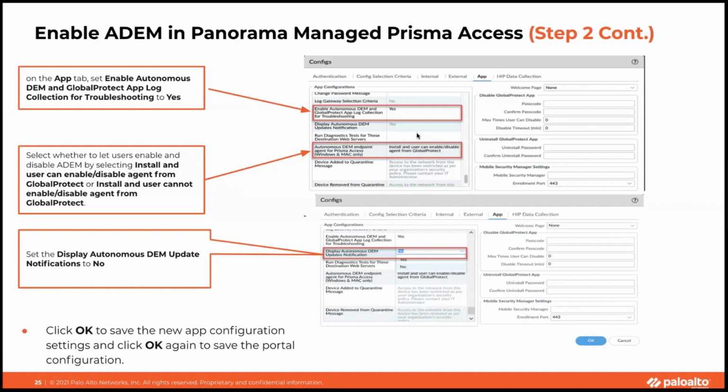Starting with the GP version 5.2.8, you now have the option to suppress all Autonomous DEM update notifications pertaining to installing, uninstalling, or upgrading the agent on the endpoints. To suppress the notification, you can set Display Autonomous DEM update notification to no. By default, this update notification is yes. You can click OK to save all these configurations.